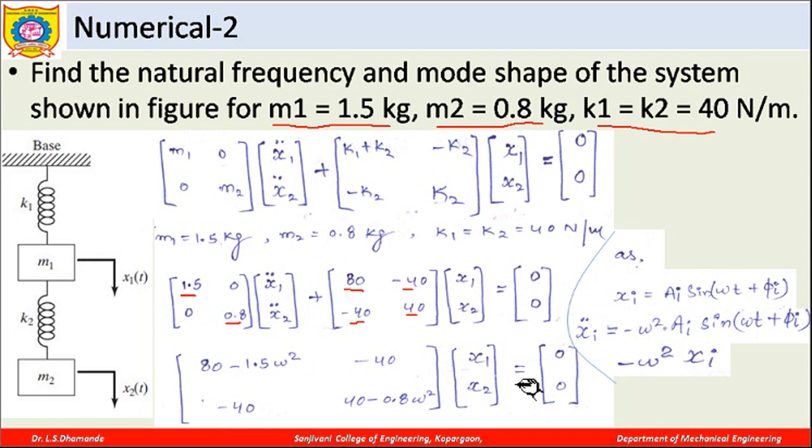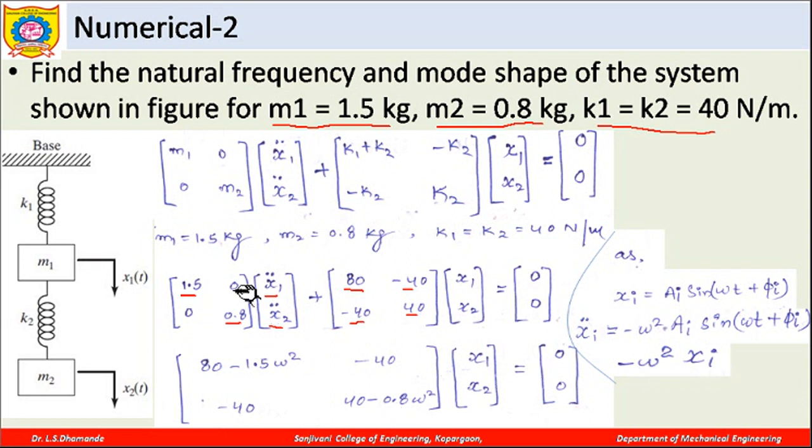Now I am going to make the substitution. x1 is equal to a1 sin of omega t plus phi 1, and x1 double dot will be equal to minus omega square a1 sin of omega t plus phi 1, so that this is equal to minus omega square into x1. It means I have to put the value of x1 double dot and x2 double dot, which will be equal to minus omega square into x1.